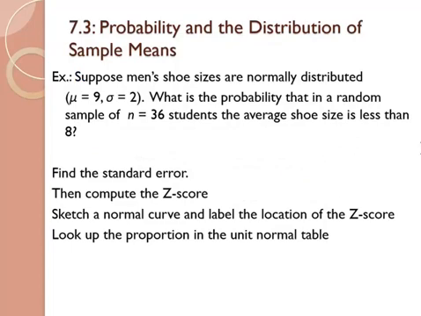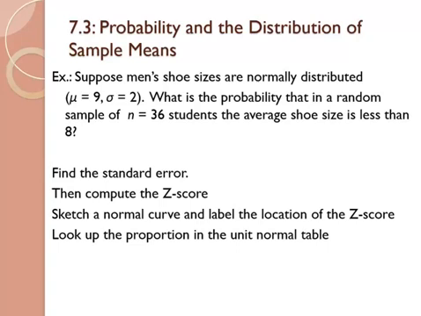Once you have the standard error, then you can compute the z-score, right? In the numerator, the z-score is going to be the sample mean minus the population mean, divided by the standard error of the mean. And then you should sketch a normal curve, and you should label the location of the z-score.